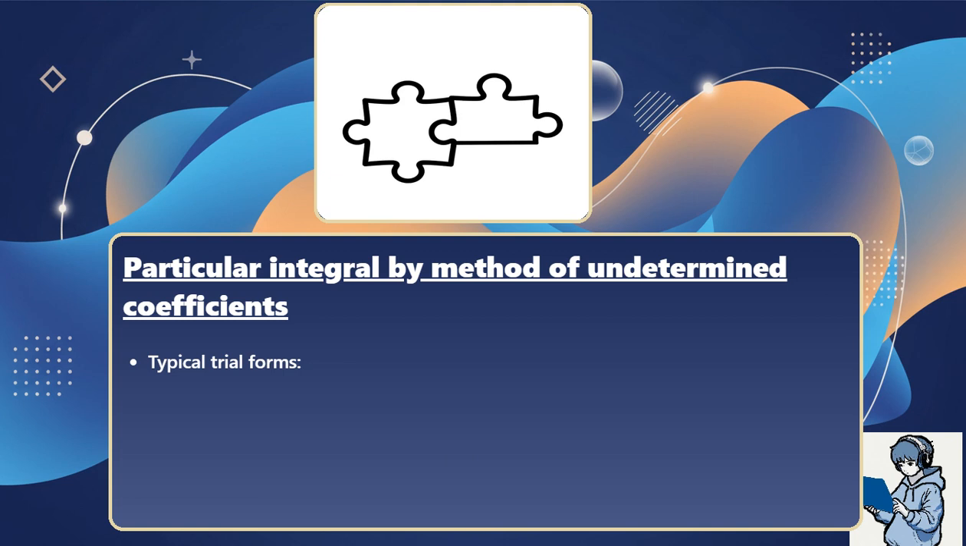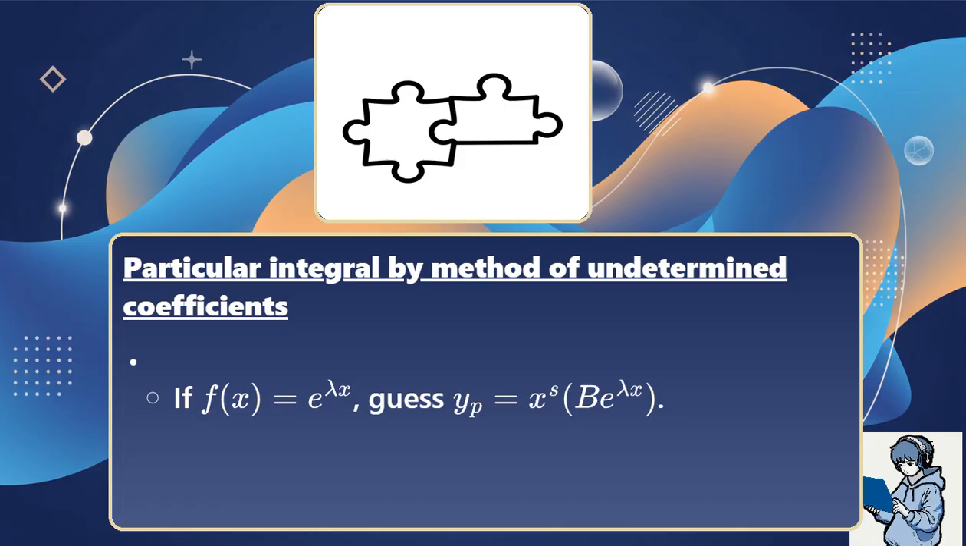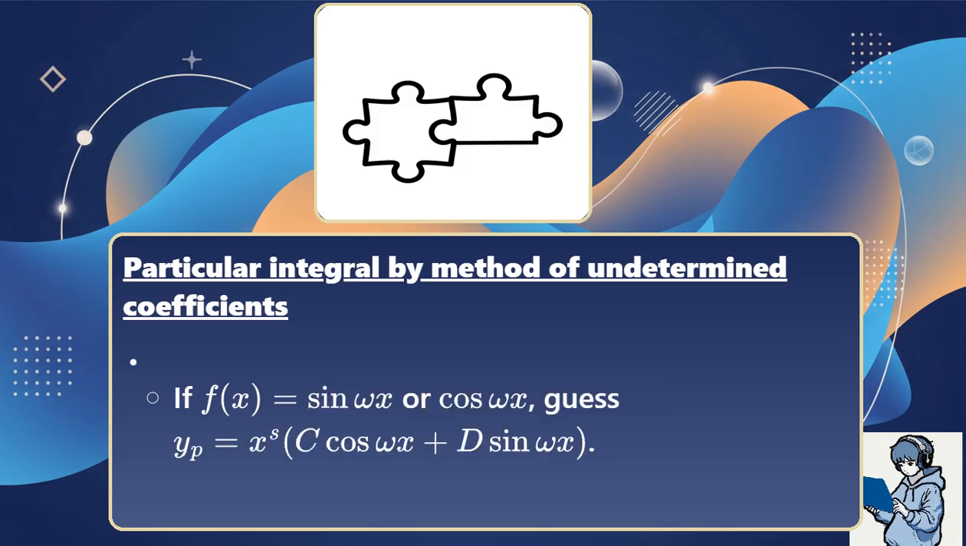Typical trial forms. If f of x equals p sub m of x, a polynomial of degree m, guess y sub p equals x to the s times open parenthesis a sub m x to the m plus ... plus a sub 0 close parenthesis. If f of x equals e to the lambda x, guess y sub p equals x to the s times open parenthesis b e to the lambda x close parenthesis. If f of x equals sin omega x or cos omega x, guess y sub p equals x to the s times open parenthesis c cos omega x plus d sin omega x close parenthesis.